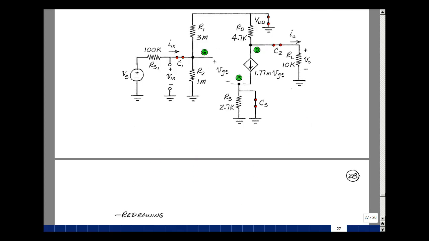In redrawing this with a common ground, we have that the ground is actually equal to the source of our transistor, and between the gate and ground, we have this R2. We also have R1 back to ground, and then we have this grounded. And then between here and ground, we have this resistor of R sub L, but also R sub D, and the controlled source in parallel with that. Let's see what that looks like on the next page.